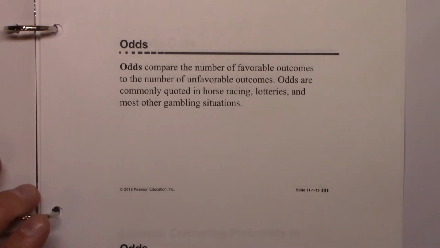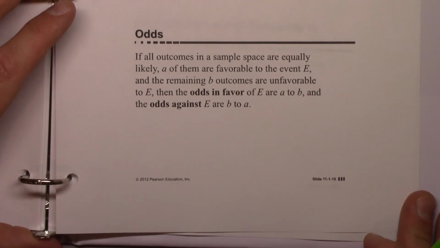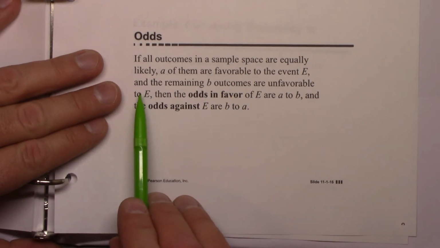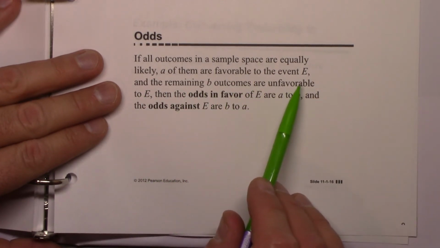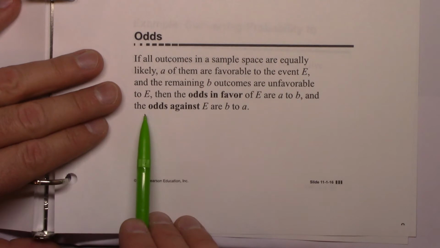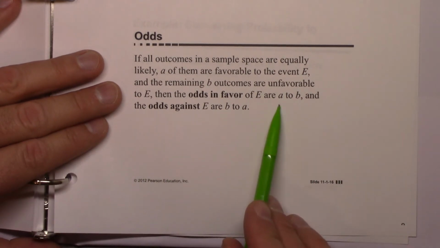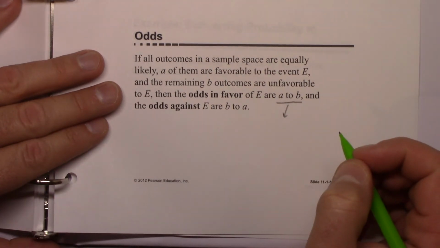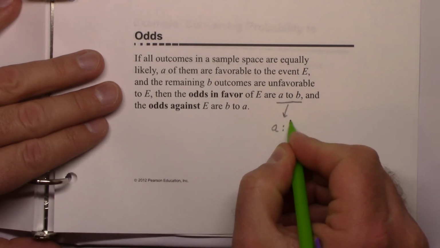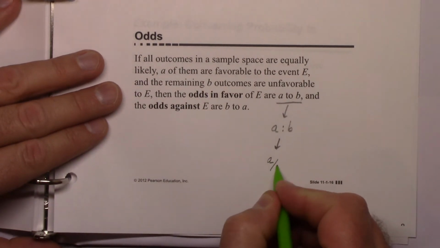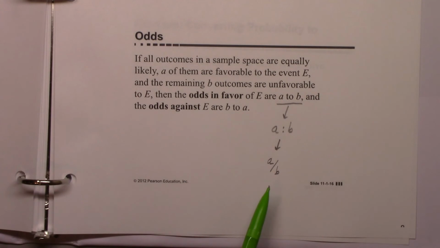So let's get a little bit more specific with the definition, and then we'll start seeing some examples. If all outcomes in a sample space are equally likely, A of them are favorable to the event E, and the remaining B outcomes are unfavorable to that event, then the odds in favor of E are A to B. That's a ratio, and you can write it as A to B, or as A colon B, which is also a ratio, or as the fraction A over B. These are the same different representations you have in arithmetic to represent ratios.